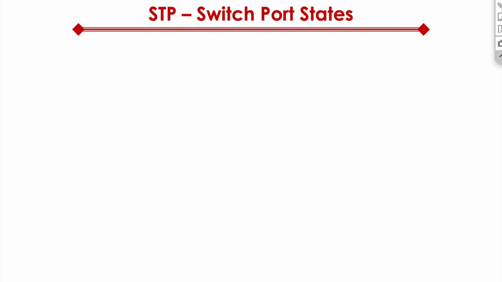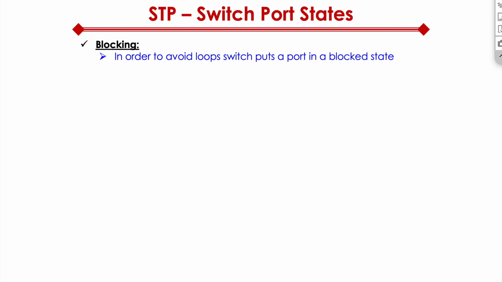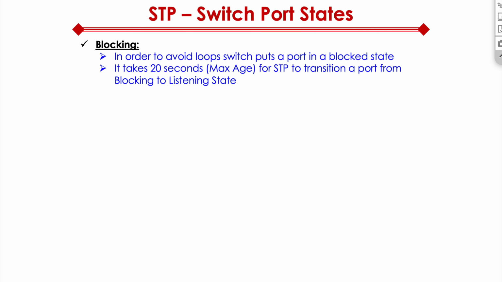Now let's quickly talk about spanning tree switch port states. There are 5 different switch port states. Number 1, blocking. In order to avoid loops, the switch puts a port in a blocked state. Makes sense. We just looked at a blocking port a moment ago. It takes 20 seconds for STP to transition a port from blocking to listening state.